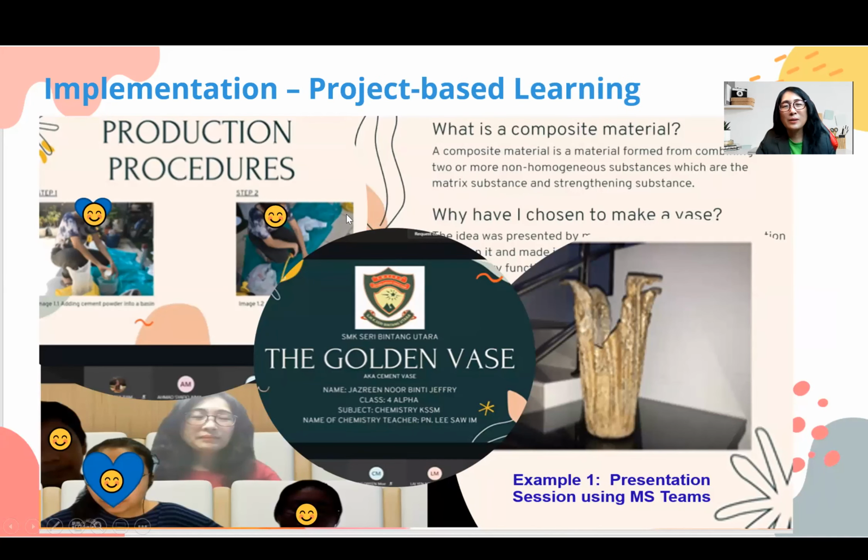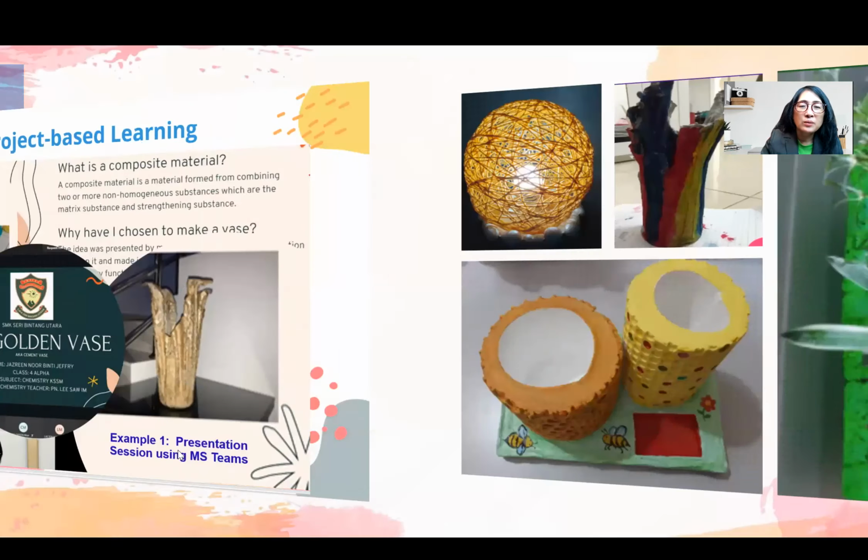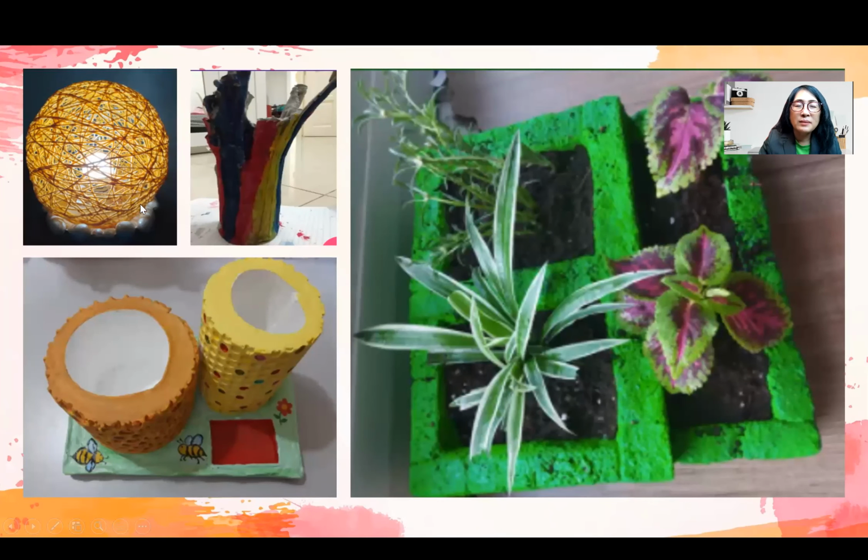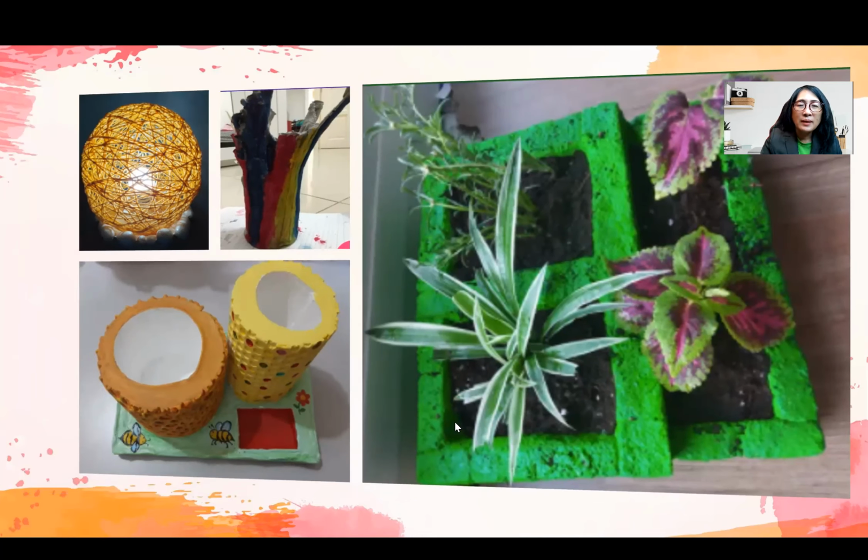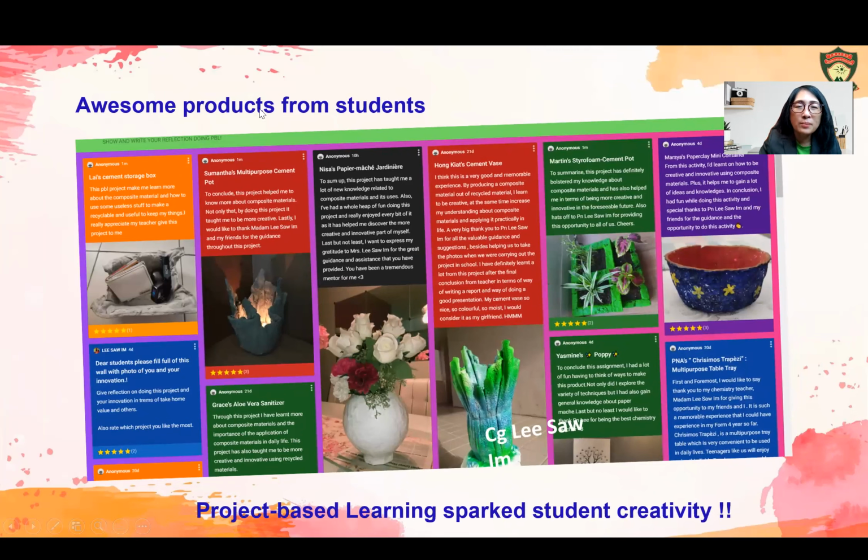Besides that, another project I conducted is project-based learning. You can see this beautiful vase is actually made by this girl. Actually very simple, just use a towel with cement. And after that, they share the knowledge by using a meeting in Microsoft Teams. Besides her, you can see these are some of the products made from composite material by my students. And here is the sharing. So the awesome products from my students.